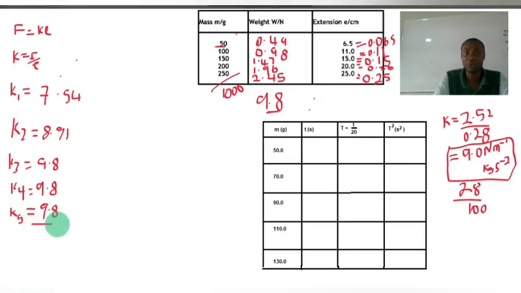So we're going to have this. I'm going to sum everything together. So let me add everything. So I'm going to have 9.8 plus 9.8 plus 9.8 plus 8.91 plus 8.91 plus 7.54. That's equal to 45.85.